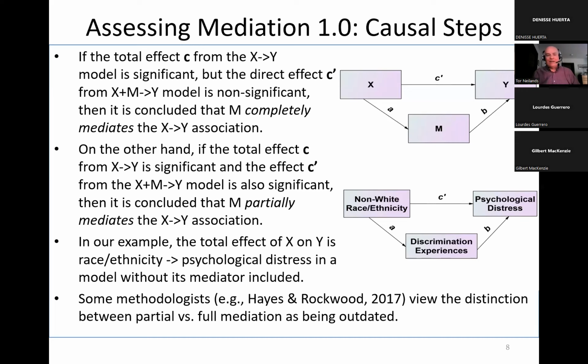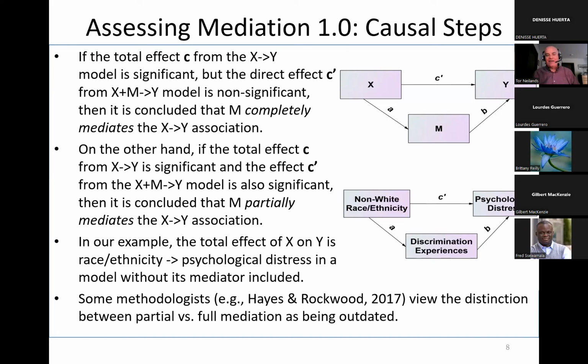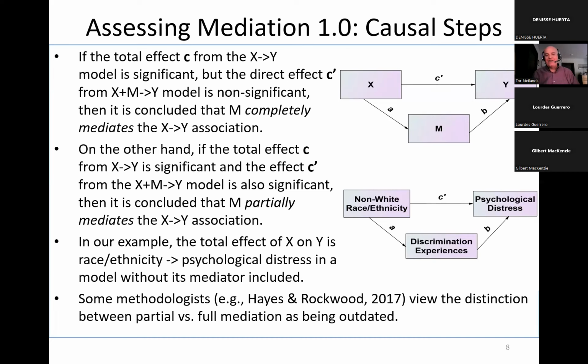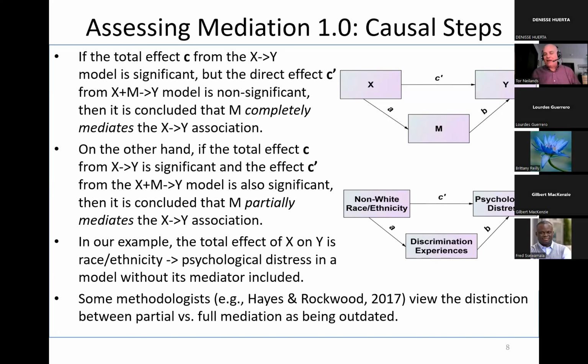Now, there's another possibility here, which is that if the total effect C from X to Y is significant, and the effect C prime from the X plus M to Y model is also significant, but reduced in size, then it is concluded that M partially mediates the X to Y association. So maybe non-white race ethnicity goes through discrimination experiences to get to psychological distress to some extent, but there may be variance left over in psychological distress that non-white race ethnicity is either explaining by itself or explaining through some other mediator that you didn't include in the model and that's unaccounted for.